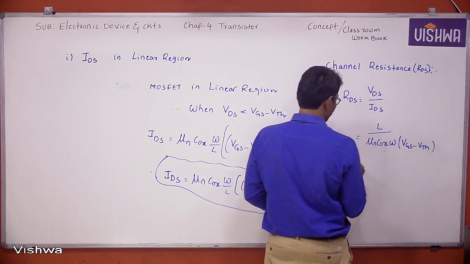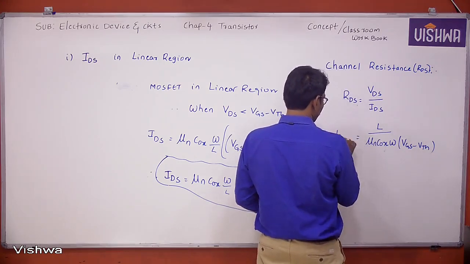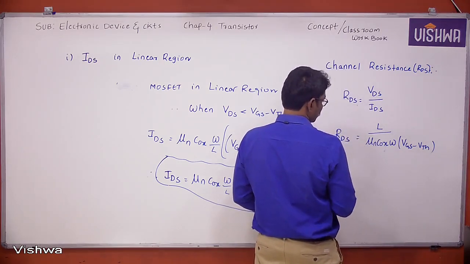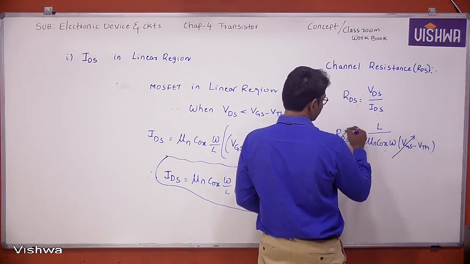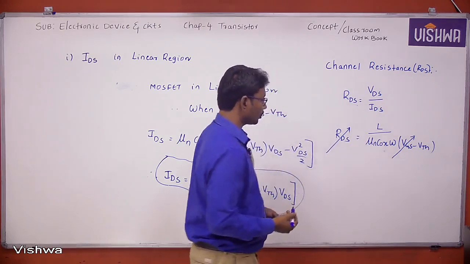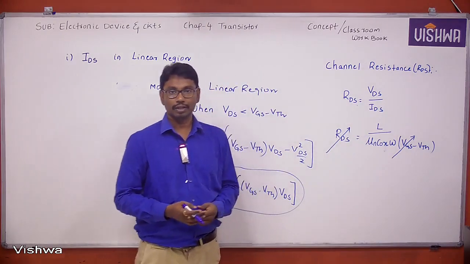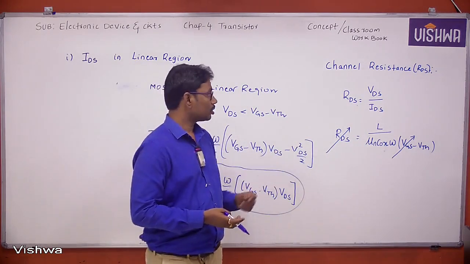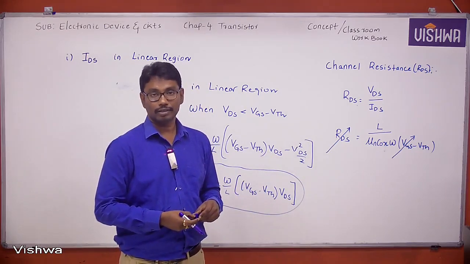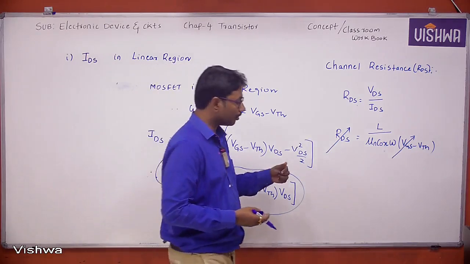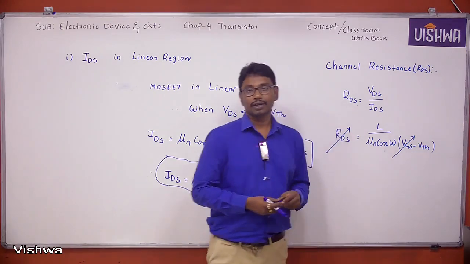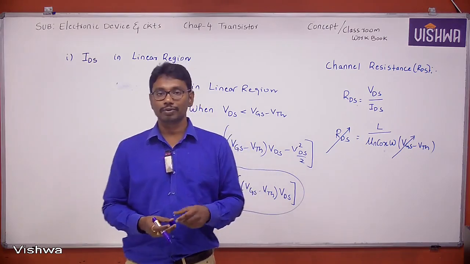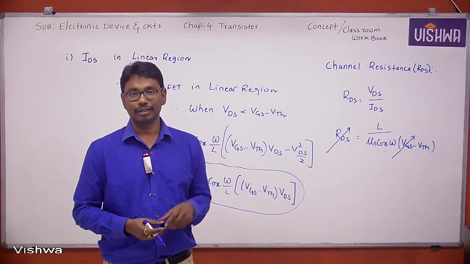This is the channel resistance. When VGS varies, the channel resistance also varies. That's why this MOSFET is called a voltage dependent resistor or voltage variable resistor. When you vary VGS, the channel resistance varies, so we can say it is a voltage dependent resistor or voltage variable resistor in linear region. Write this down.